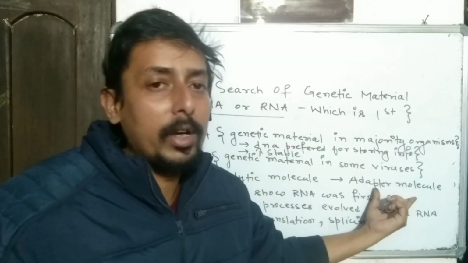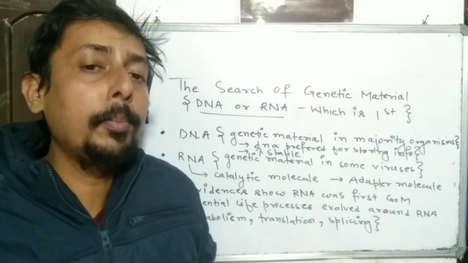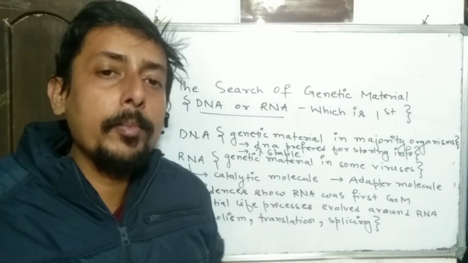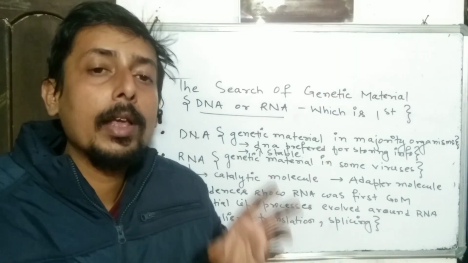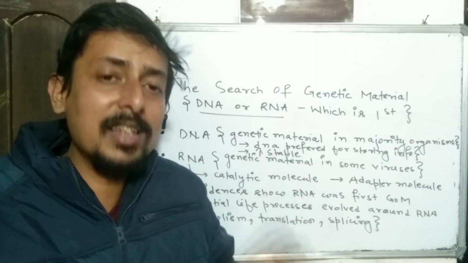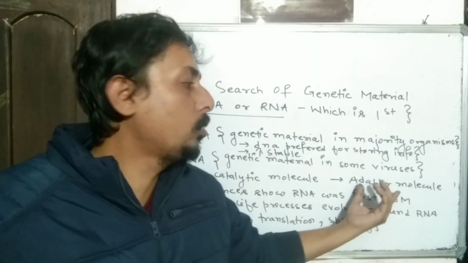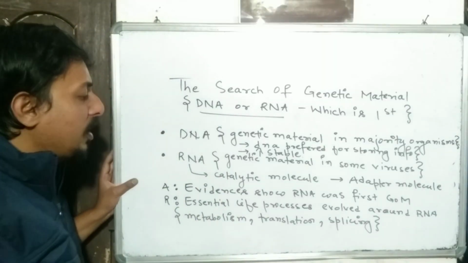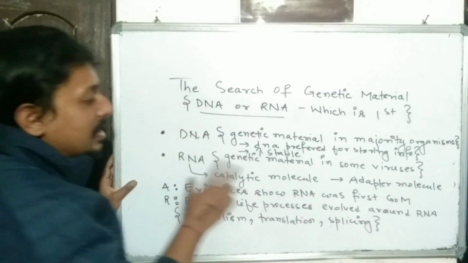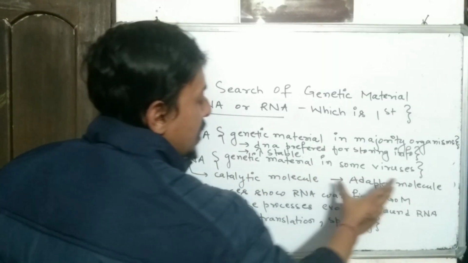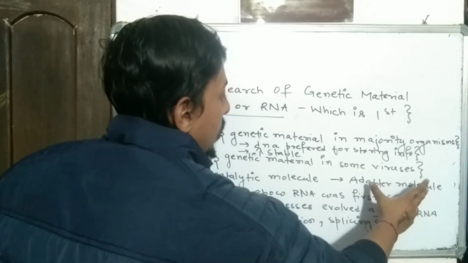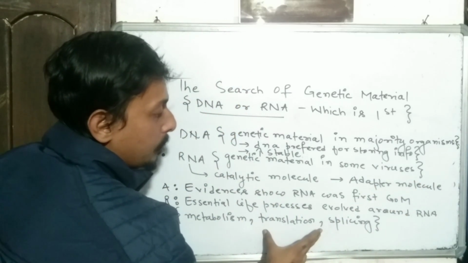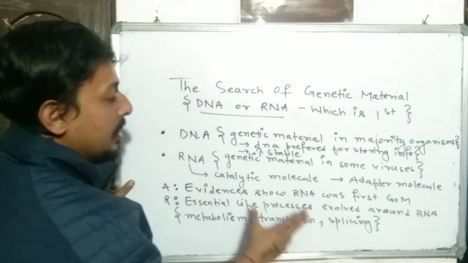And adapter molecule, what is this? In the process of translation, we will know about translation in the upcoming videos, but just remember, in the process called translation, there is a molecule called the adapter molecule. It is called tRNA. So what are the functions of RNA? RNA is a catalytic molecule. RNA is also an adapter molecule. Hence it is a molecule used in translation, because the adapter molecule is used in translation.